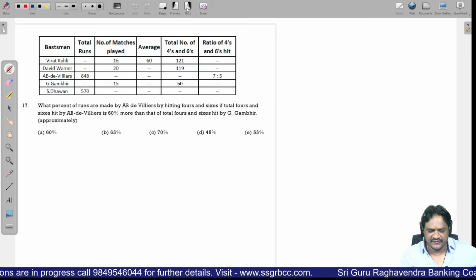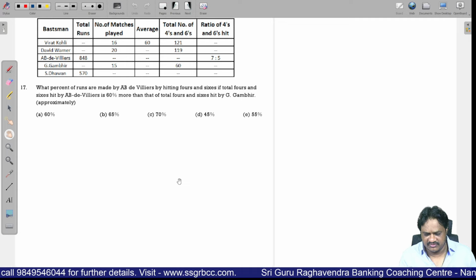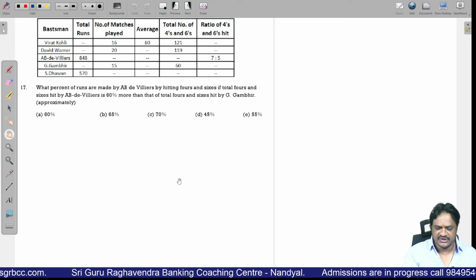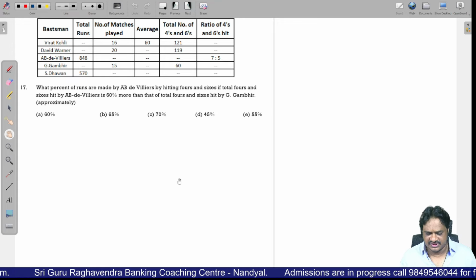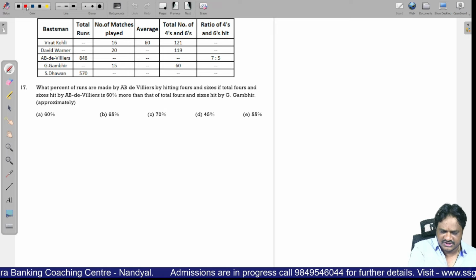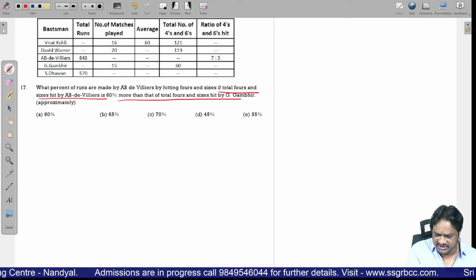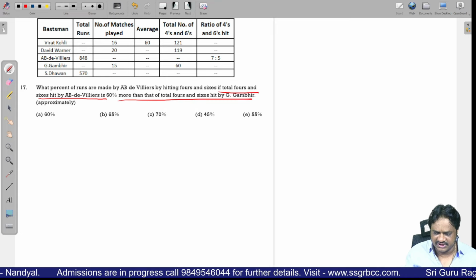Next. What percentage of runs are made by AB de Villiers by hitting fours and sixes if total fours and sixes hit by AB de Villiers is 60% more than total fours and sixes hit by Gautam Gambhir? So we have to find the percentage of runs made by AB de Villiers by hitting fours and sixes. If total fours and sixes hit by AB de Villiers is 60% more than total fours and sixes hit by Gautam Gambhir.